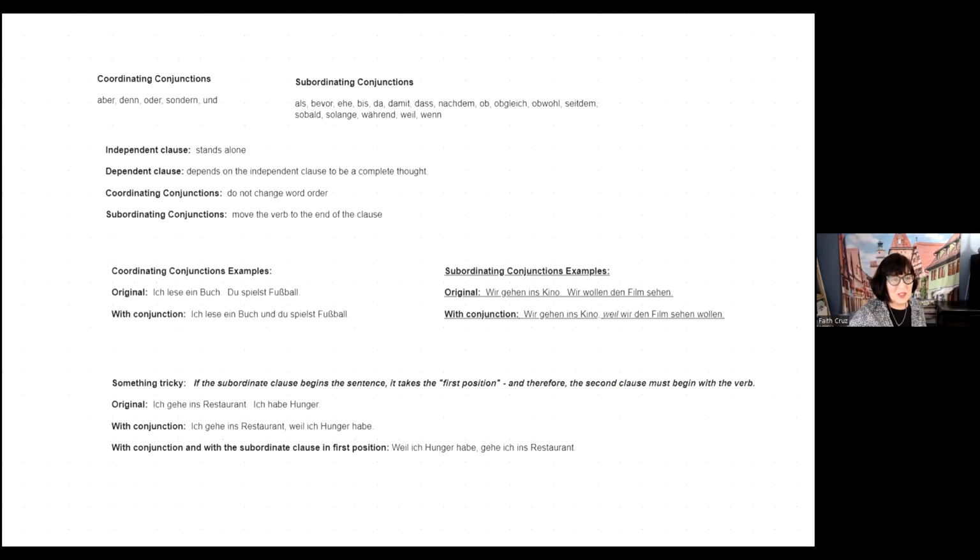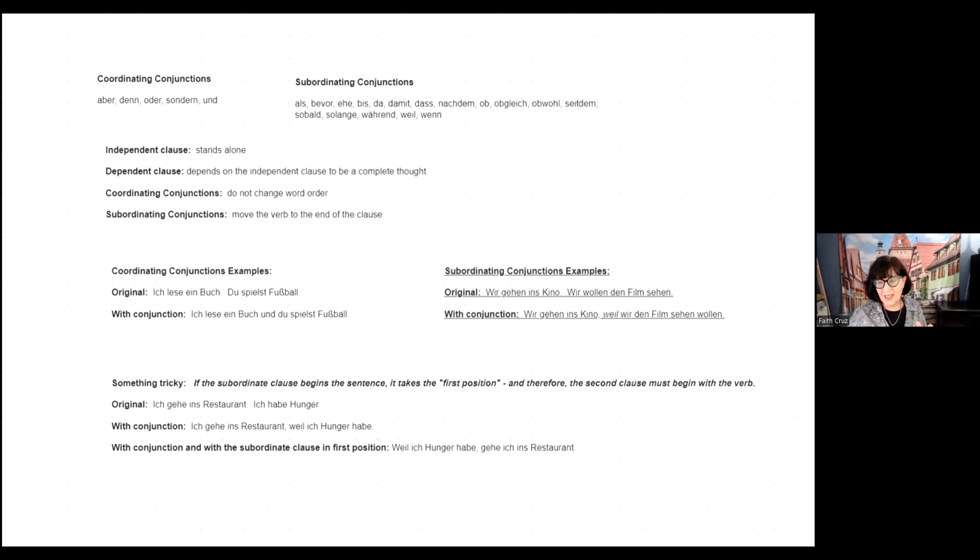Welcome. So one of the tricky things in German when we're talking about word order is what to do with conjunctions. So I'm sure that you already know that in German, the verb prefers to be in second position. So normally you would have the subject and the verb, but if you move an adverb or an adverb phrase to the front of your sentence, then the verb retains second position and the subject goes behind the verb.